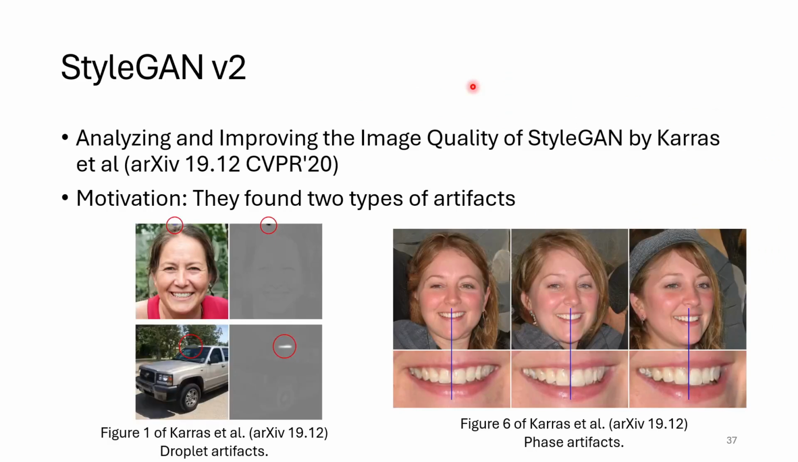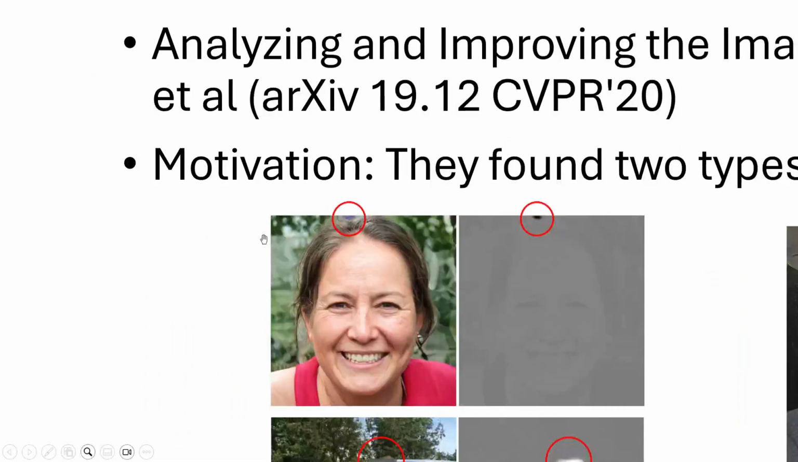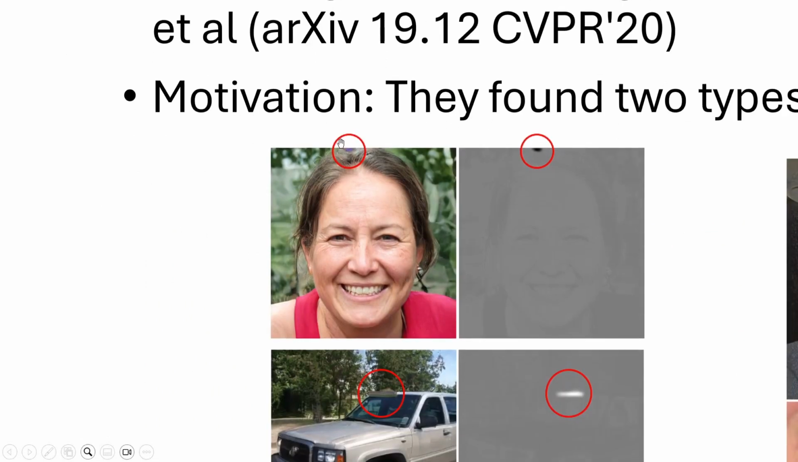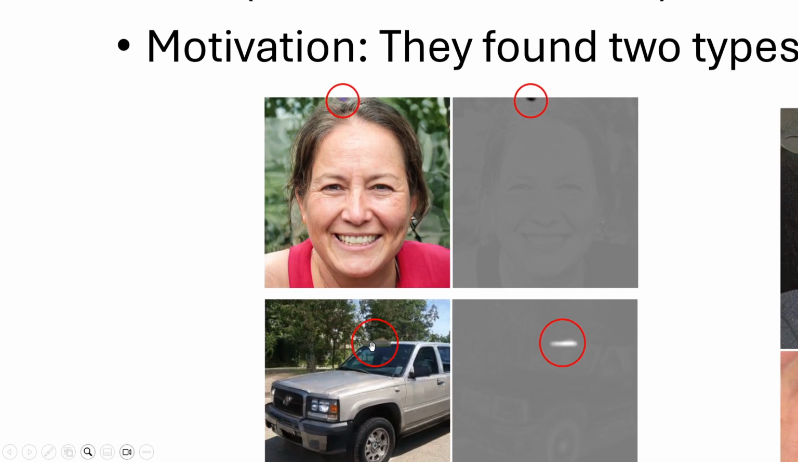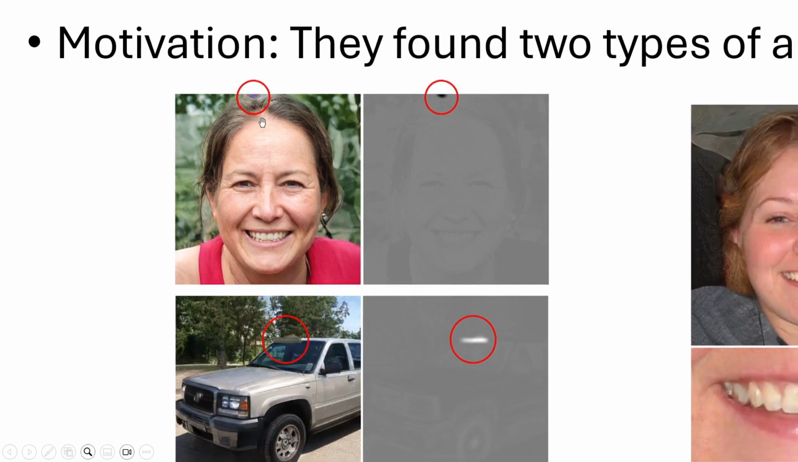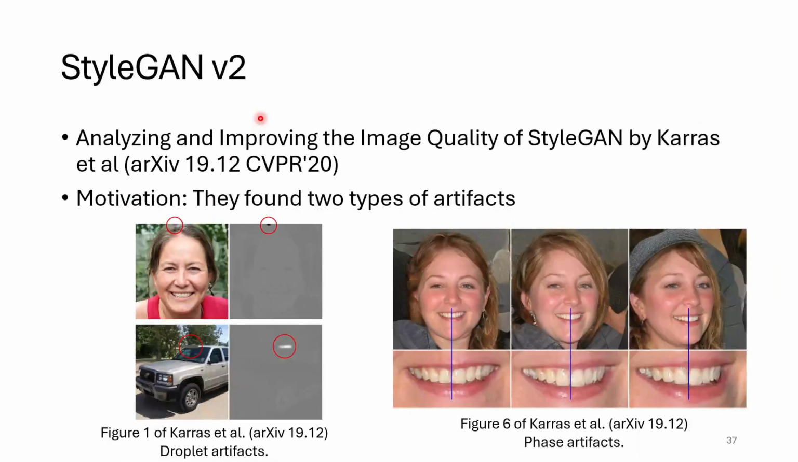Okay, so now this is StyleGAN V2. What is V2? V2 means they found that there are some problems in StyleGAN. One is called the droplet artifact. This means if you enlarge this image, what is this? What does this mean in this image? It is very visible once they found this.